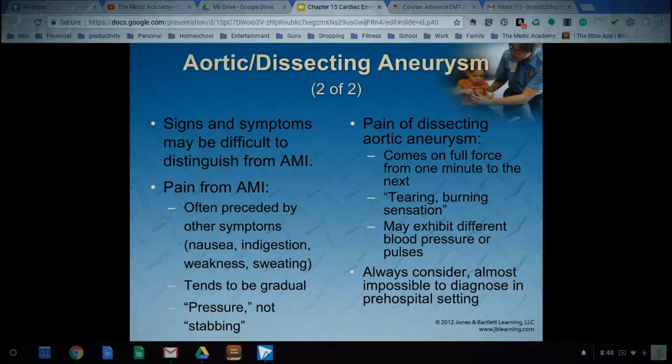Some signs and symptoms of an aortic dissecting aneurysm can be hard to distinguish from acute myocardial infarction. Pain from AMI is often preceded by other symptoms: nausea, indigestion, weakness, or sweating. It tends to be gradual. This is pressure, and it's pressure, not stabbing. Now, pain of a dissecting aortic aneurysm comes on full force from one minute to the next. It can be a tearing and burning sensation, and you could see a difference in blood pressure or pulses.